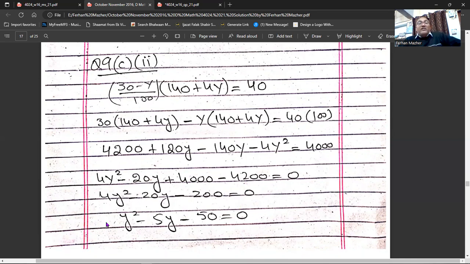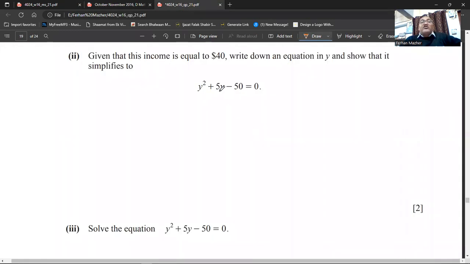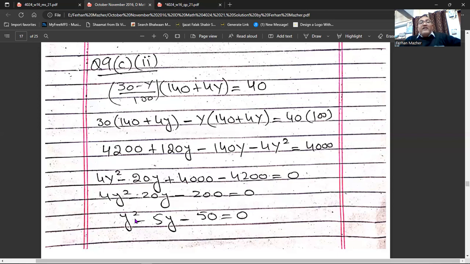So take 4 common from this side. And when that 4 goes to the other side, it will divide the 0 and it will become 0. So you will have Y square minus 5Y minus 50 equals 0. And this is the equation which you are supposed to prove.